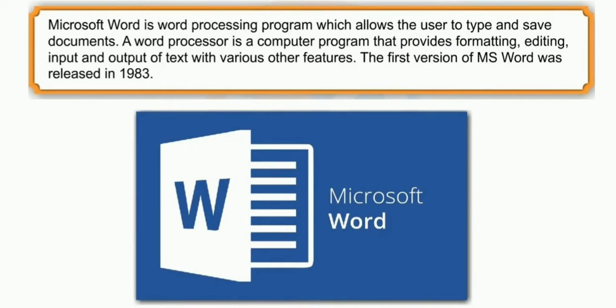Word. Microsoft Word is a word processing program which allows the user to type and save documents. A word processor is a computer program that provides formatting, editing, input, and output of the text with various features. The first version of MS Word was released in 1983.